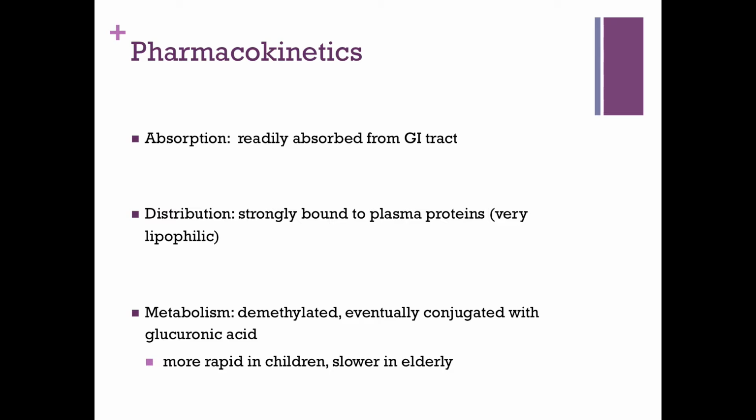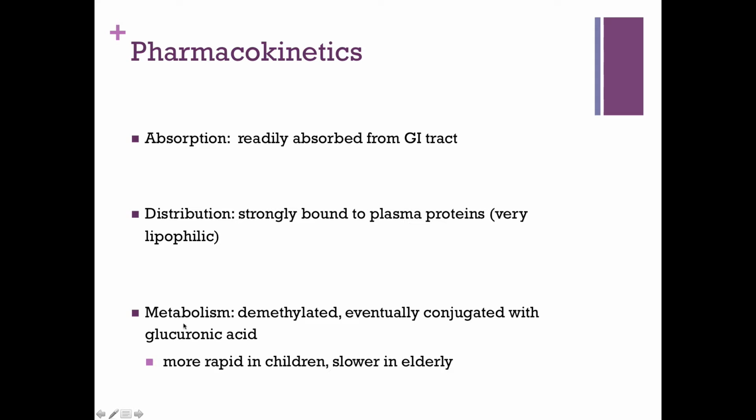Their metabolism is mainly through demethylation in our first order, and then second order will be conjugation with glucuronides, so glucuronic acid. Remember, glucuronic acid is our stable enzyme for our phase 2 reactions that is prevalent throughout the lifespan.